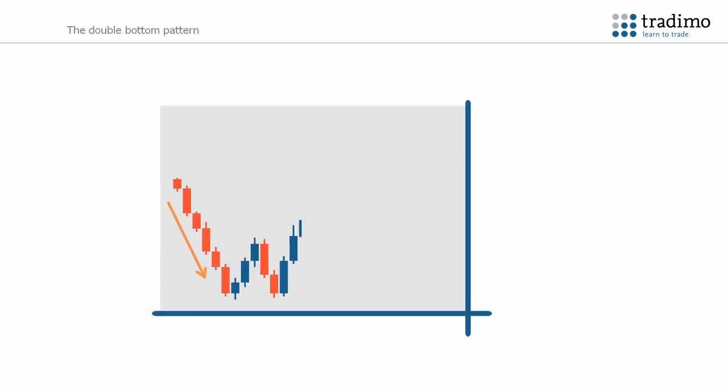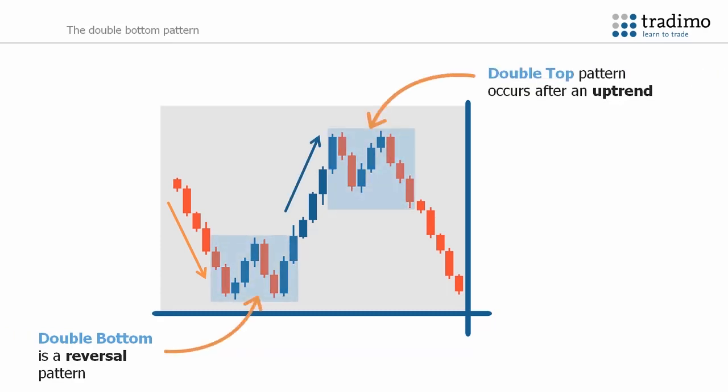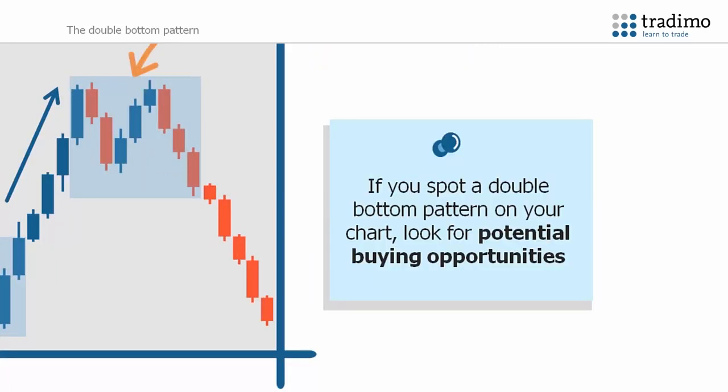The double bottom is a reversal pattern that is found after a downtrend. It is the inverse of the double top pattern, which occurs after an uptrend. After spotting a double bottom pattern on your chart, you would be looking for potential buying opportunities.